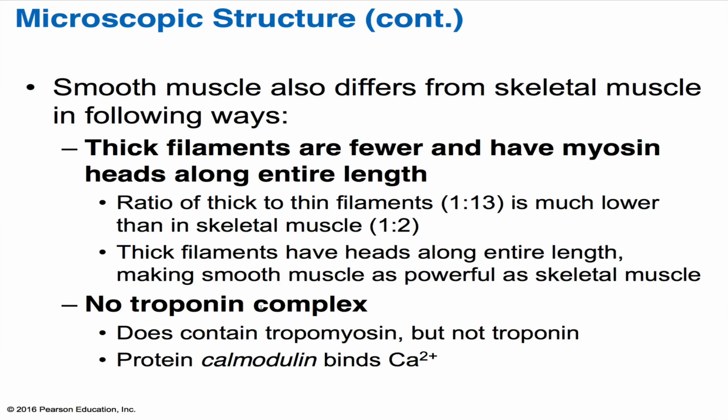However, with that said, the thick filaments have heads that run along the entire length of the actin filament. And this is what makes smooth muscle as powerful as skeletal muscle. In addition to that, there's no troponin complex in smooth muscle. It does have tropomyosin, but no troponin. What does the job instead is calmodulin, which binds the calcium.